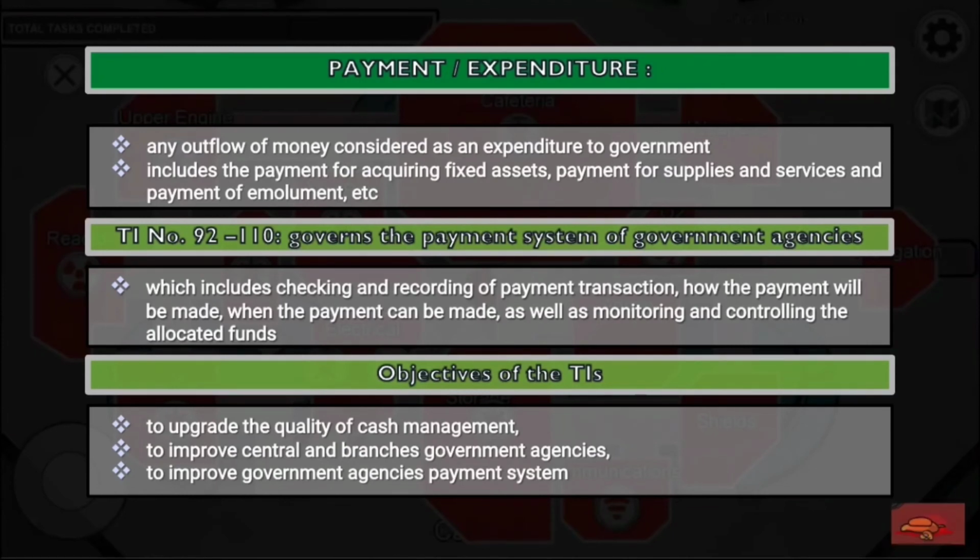Treasury Instruction number 92 to 110 governs the payment system of government agency, which includes how and when to record the payment as well as the monitoring and controlling of the allocated funds. The objectives of Treasury Instruction include the following: to upgrade the quality of cash management, improve central and branch government agency, and improve government agency payment systems.